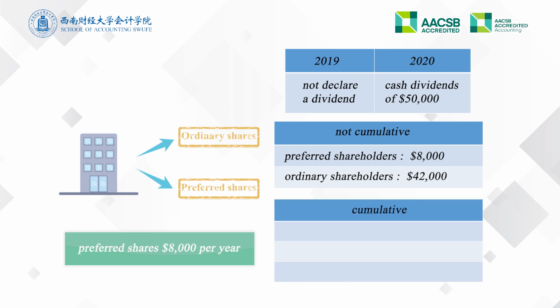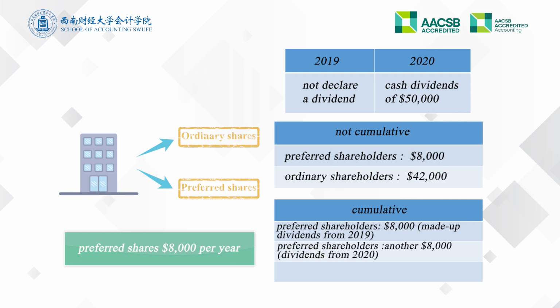On the other hand, if the preferred shares are cumulative, then the preferred shareholders have the rights to the missed dividend of 2019, as well as the dividends of current year. They will first get a distribution of $8,000 for the missed dividends in previous year and get another $8,000 for current year dividends. The remaining $34,000 would be divided evenly among the ordinary shareholders.